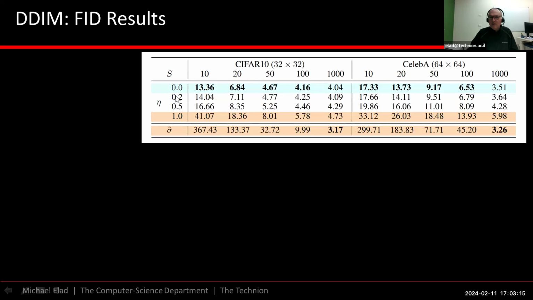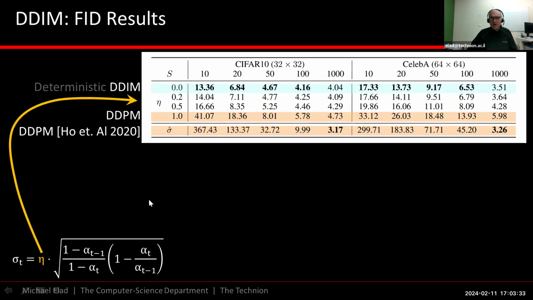Notice that DDIM with eta equals 1 also shows an ability to reduce the FID quite substantially, even for 100, but it is better always to use eta equals 0. It is always simply performing better. You see, the bold numbers are marking the best in each column. Okay, and we have seen this.